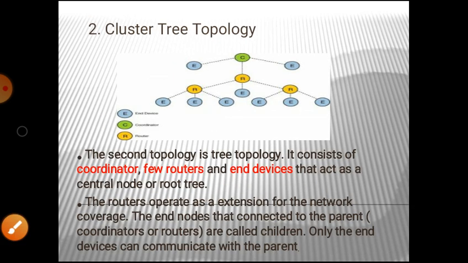Next is cluster tree topology. You can see the diagram of cluster tree topology here. The second topology is also known as tree topology. It consists of a coordinator, a few routers and end devices, with the coordinator acting as a center node or root of the tree. The router operates as an extension for network coverage. These nodes that are connected to the parent, that is coordinator or a router, are called children. Only the end device can communicate with the parents.